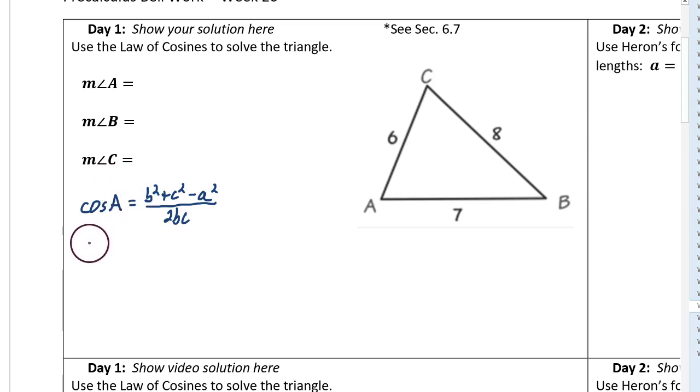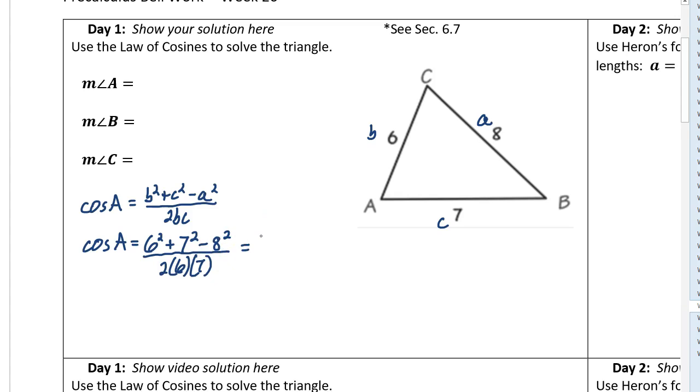Now let's make substitutions. The cosine of angle A is equal to 6 squared, because opposite capital B is where lowercase b is, plus 7 squared, because opposite from capital C is where the lowercase c is, minus 8 squared, because opposite from capital A would be the lowercase a. And that's all divided by 2 times 6 times 7.